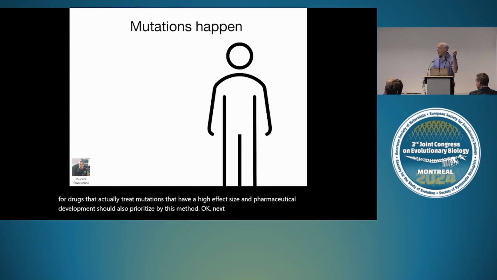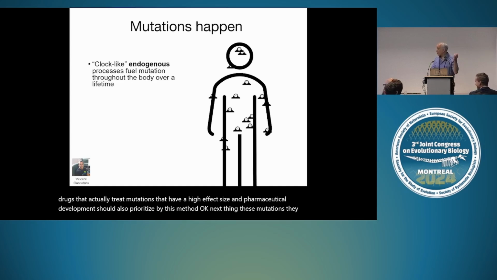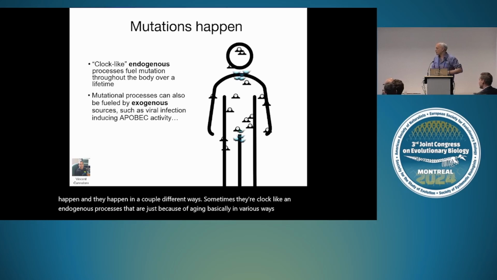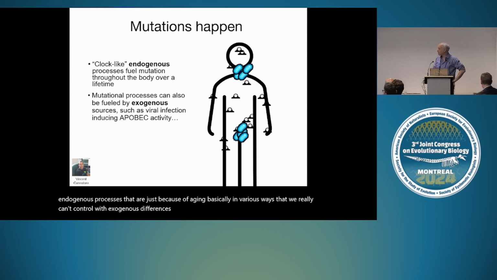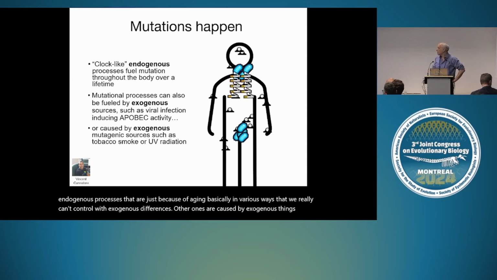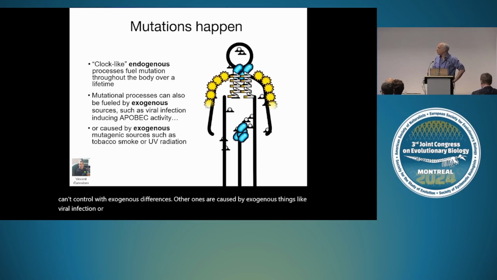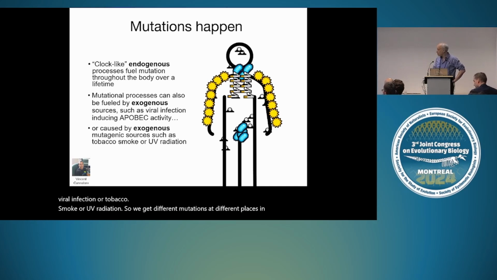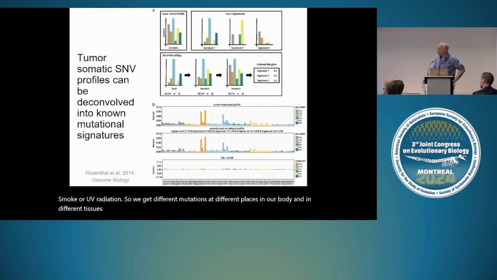These mutations, they happen, and they happen in a couple of different ways. Sometimes they're clock-like and endogenous processes that are just because of aging, basically, in various ways that we really can't control with exogenous differences. Other ones are caused by exogenous things like viral infection or tobacco smoke, or UV radiation. So we get different mutations at different places in our body and in different tissues at different rates depending on all kinds of different factors.